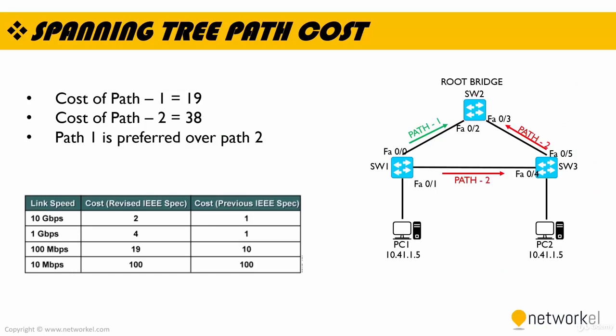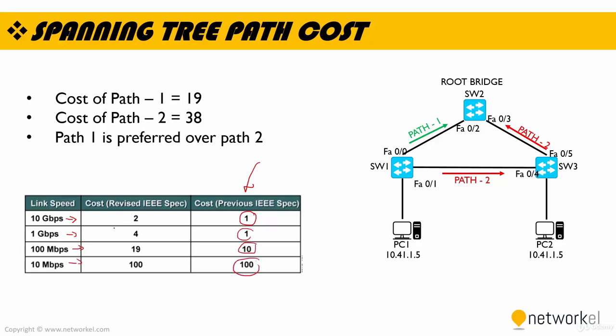So now let's take a look at the spanning tree path cost. Spanning tree cost value is inversely proportional to the associated bandwidth of the path, and therefore a path with a low cost value is more preferable than a path with a high cost value. As you can determine from this chart too, a higher link speed shows us a lower cost path value.